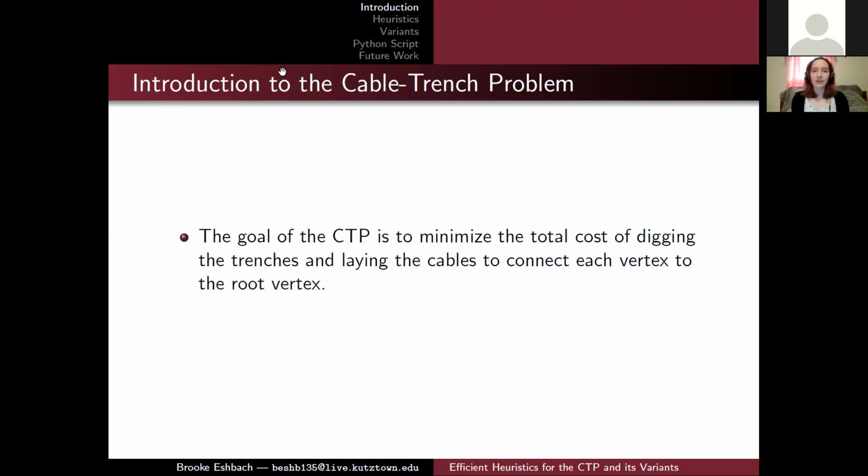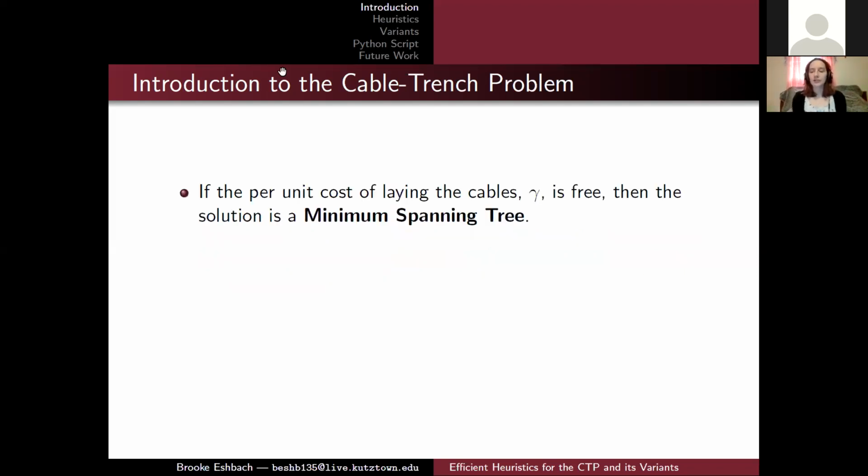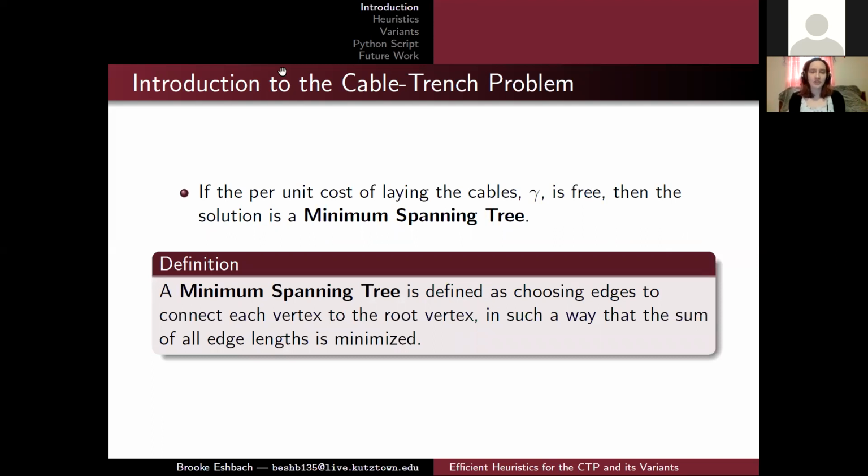And as I said earlier, the goal is to minimize both the cost of digging trenches and the cost of laying cables to connect everything back to that root vertex. So we're going to look at some different cases. So for starters, if the cost of cables is free and gamma is equal to 0, then we have what's called a minimum spanning tree problem. And that just means that we're going to choose edges in such a way that we minimize the total sum of edge lengths. So we're minimizing our trench weights since cables are free and we don't care how many of them we have to lay or how long they are.